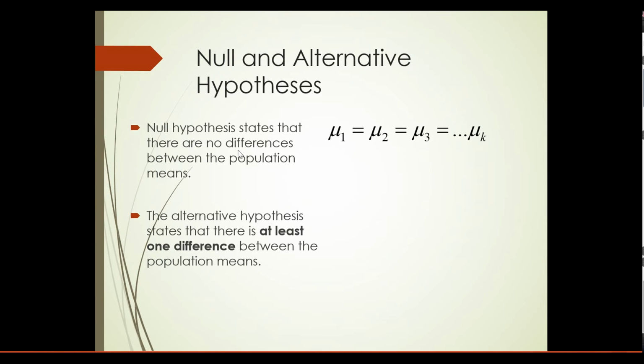As I mentioned, the null hypothesis for this ANOVA will be that the means in the population are the same. So that's the null hypothesis. The alternative hypothesis is that there is at least one difference. There may be more than one. But if we reject the null, we can say that there is at least one, maybe more, but at least one difference between the means.